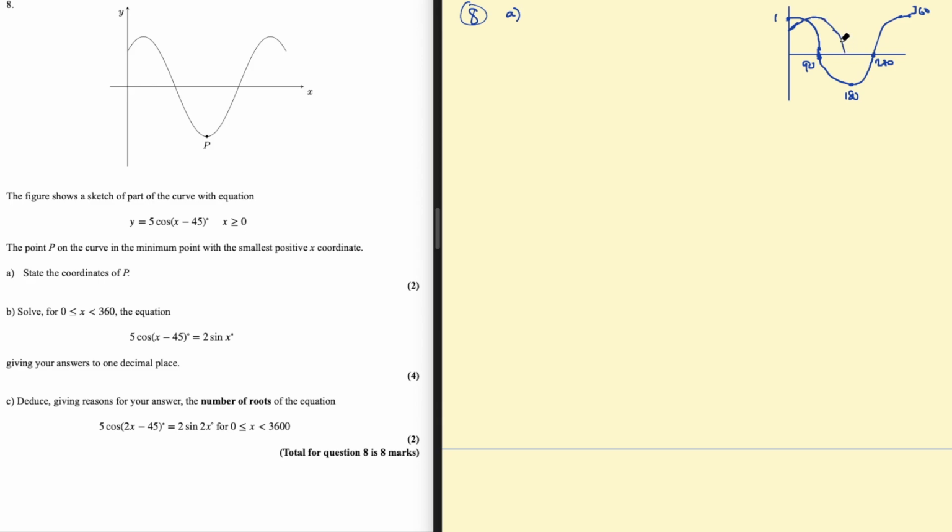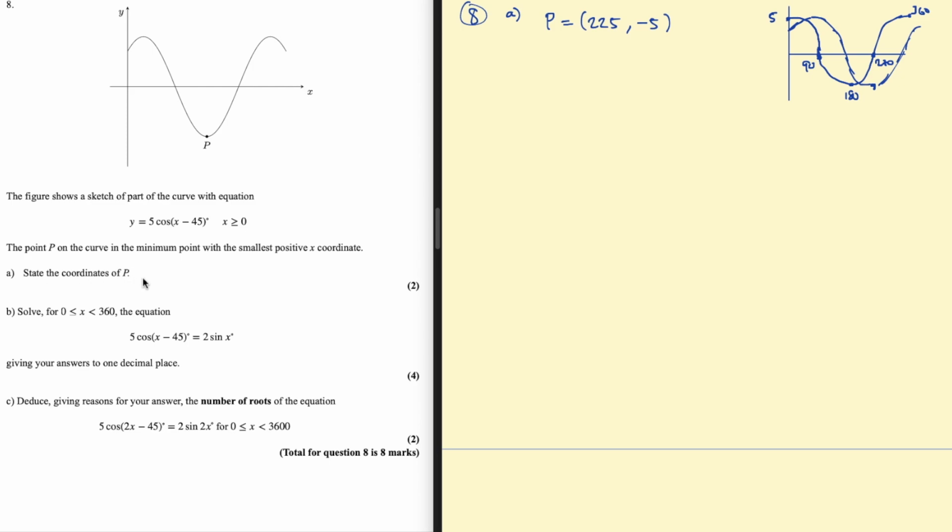And so if we shift this graph to the right 45 degrees, the new minimum will be 180 plus 45. So we know the x coordinate is 225. And the effect of multiplying this by 5 is a stretch in the vertical direction by a factor of 5. So rather than having a maximum at 1, we'll now have a maximum at 5 and a minimum at -5. So the y coordinate will be -5.